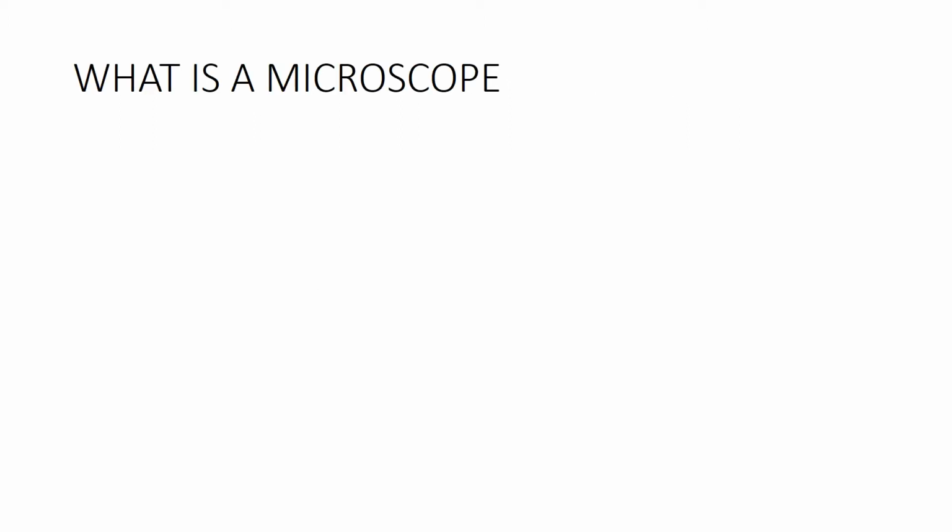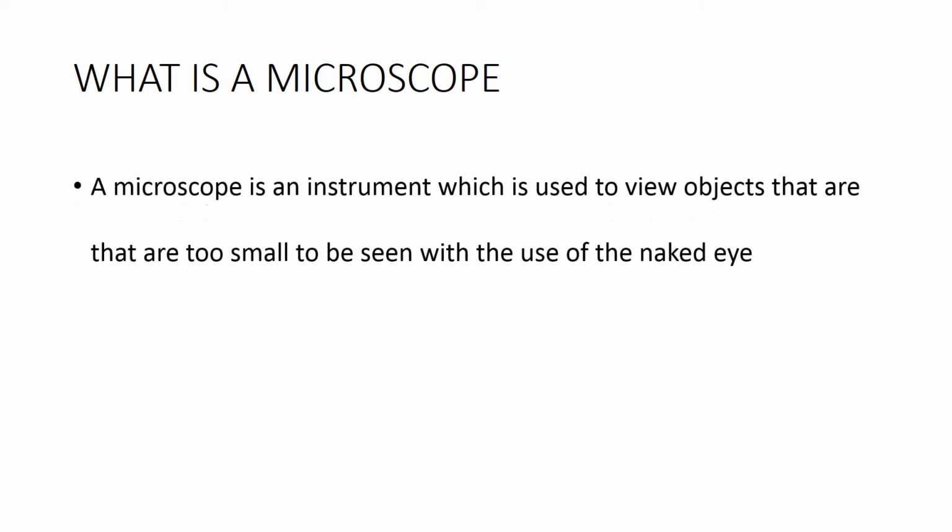What is a microscope? A microscope is an instrument that is used to view objects that are too small to be seen with the use of the naked eye.